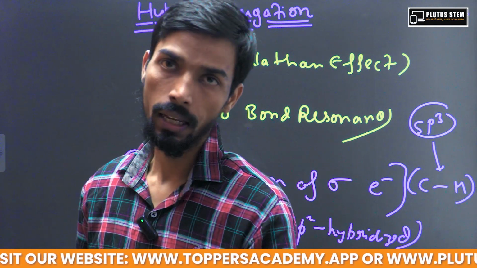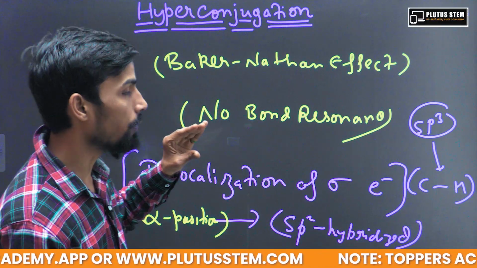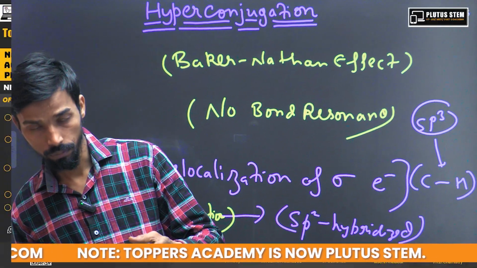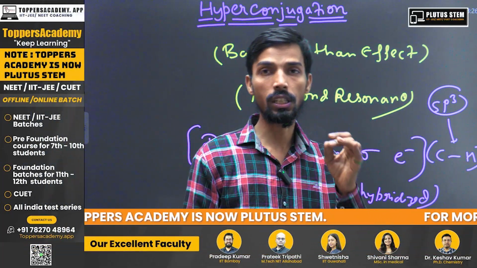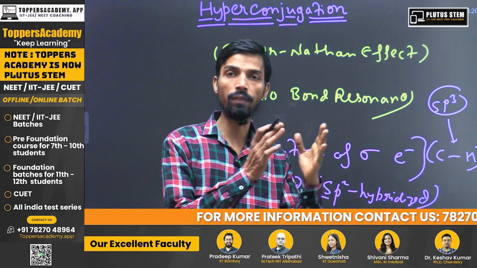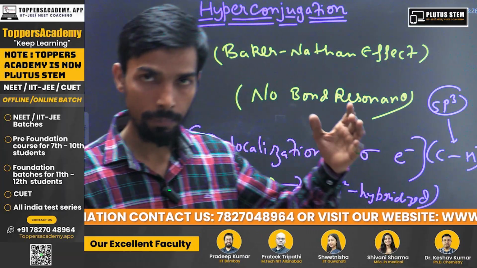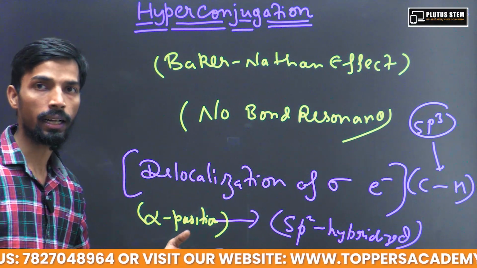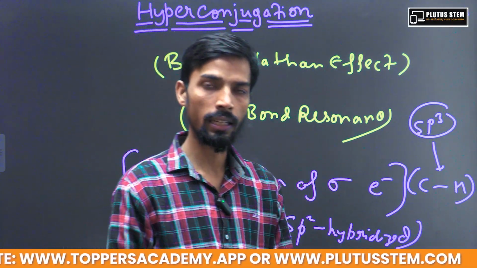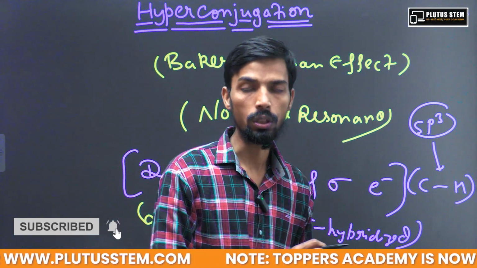So in short, we can say that hyperconjugation is the delocalization of sigma electrons of hydrogen of an sp3 hybridized carbon with the neighboring sp2 hybridized carbon. It can be alkene, it can be carbocation, and it can be free radical. So various concepts I have shown you in quite detail, and in the next upcoming video we will be discussing some other concepts related to general organic chemistry.